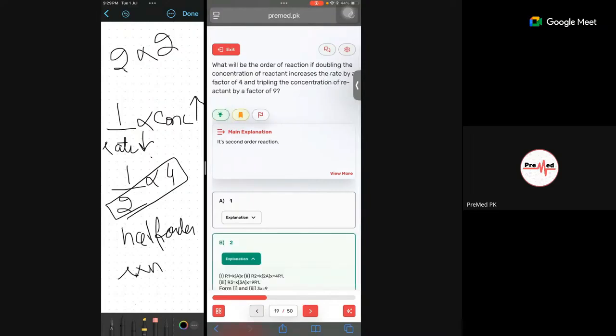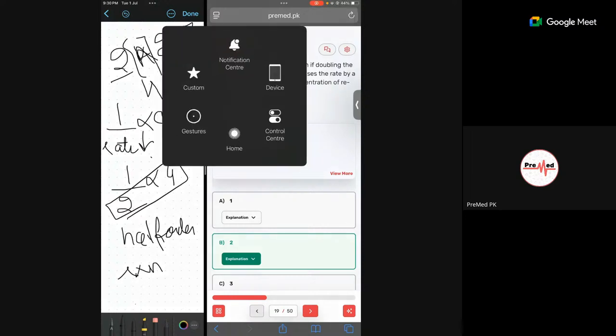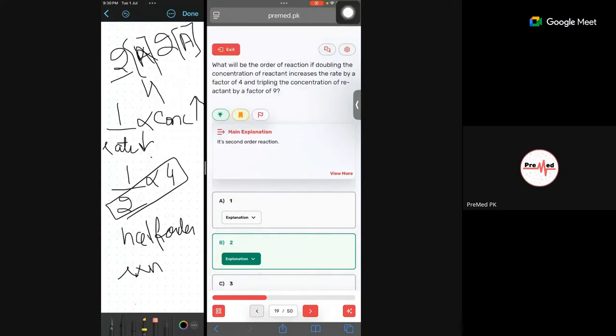Next we have, what will be the order of reaction if doubling the concentration of reactant increases the rate by a factor of 4? Simple. If we double the concentration, then the rate is also going to be a factor of 4. It means it is a second order reaction. If we triple the concentration, then we'll see a factor of 9.